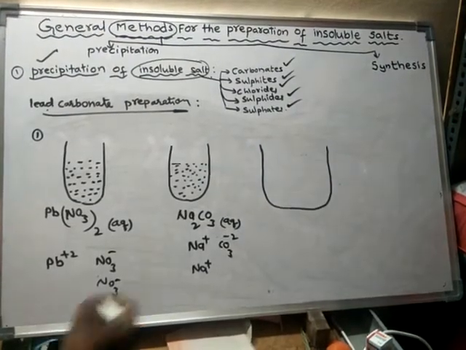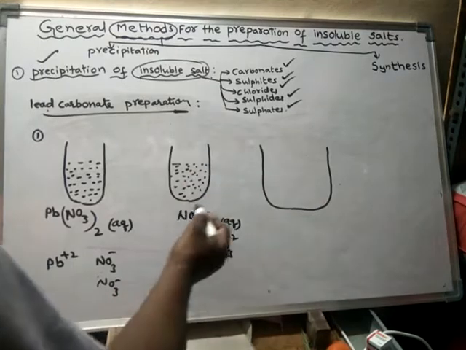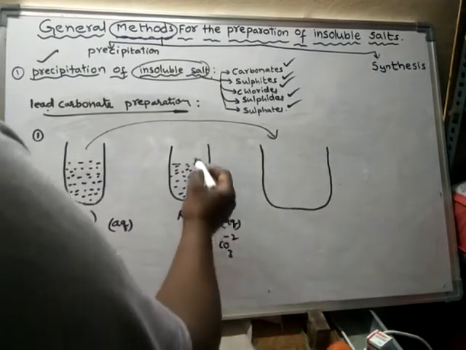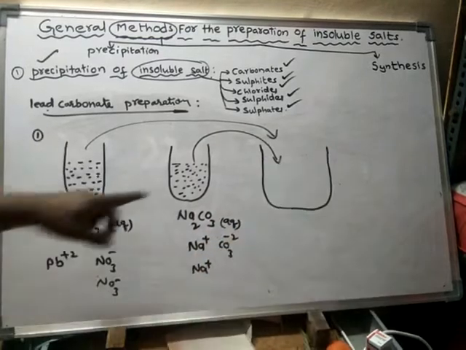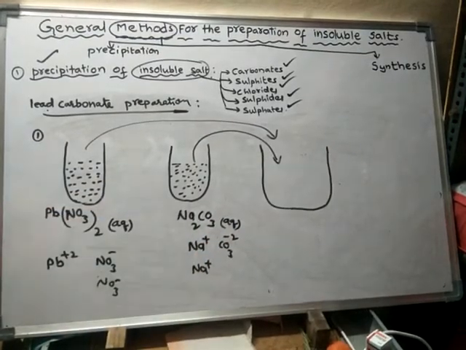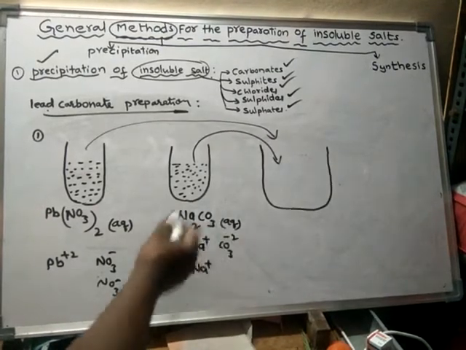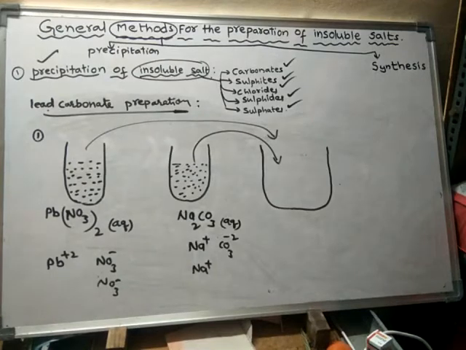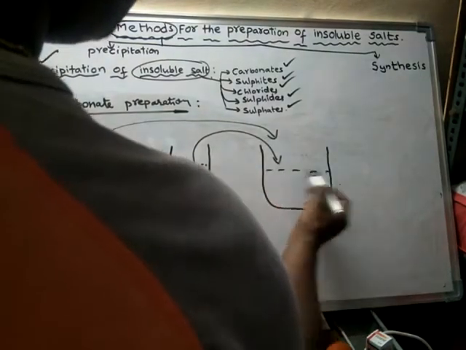Okay, and pour these two. Pour this one into this beaker, and this also pour, but take some excess amount of sodium carbonate. This solution is taken somewhat in excess. So what happened? Now these two are mixed.